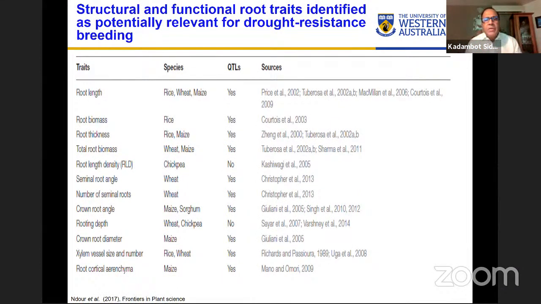This slide may be a little bit shady, but basically I wanted to show the structural and functional root traits identified as potentially relevant for drought resistance. So, for example, root length: rice, wheat, maize, yes. Root biomass, yes. So there's a lot of work now showing the importance of the root system in relation to drought resistance breeding in different crops by different groups and so on.